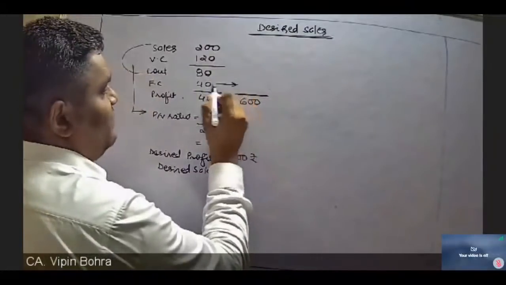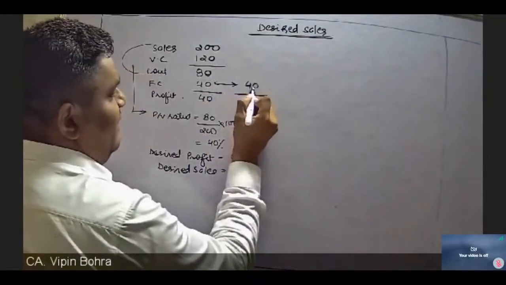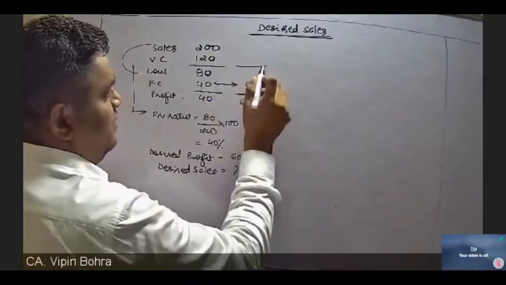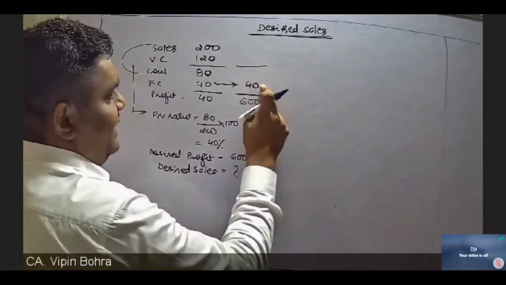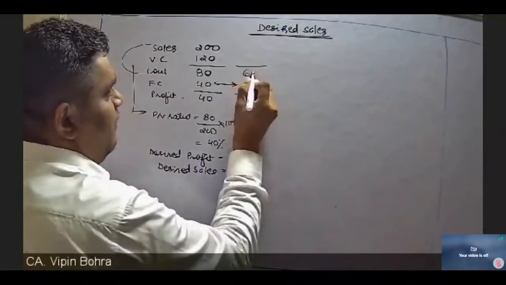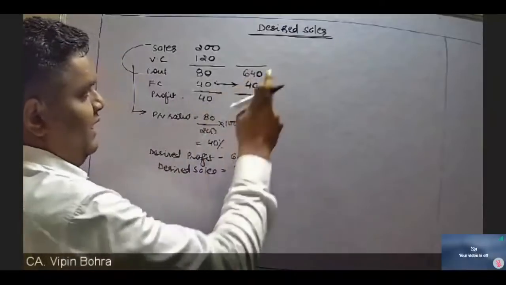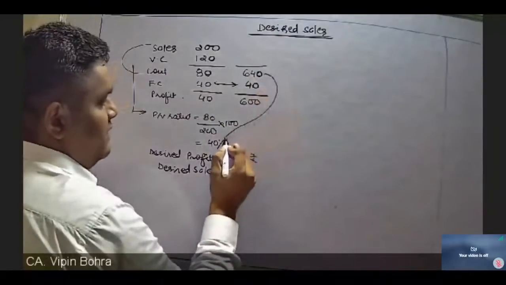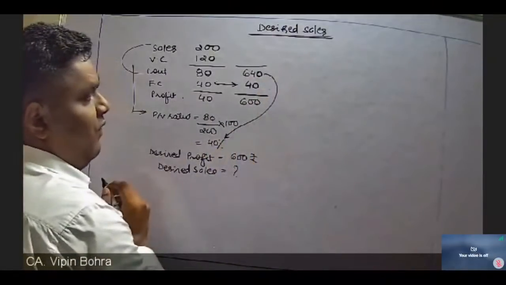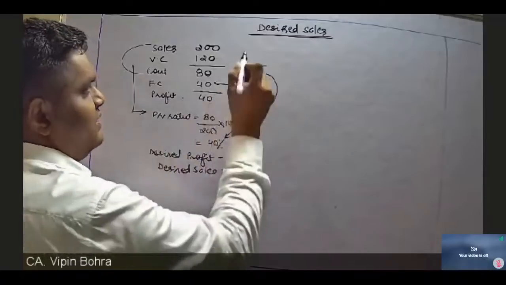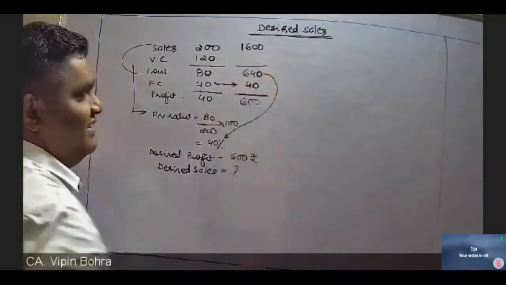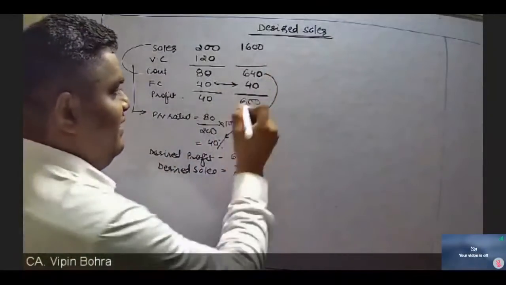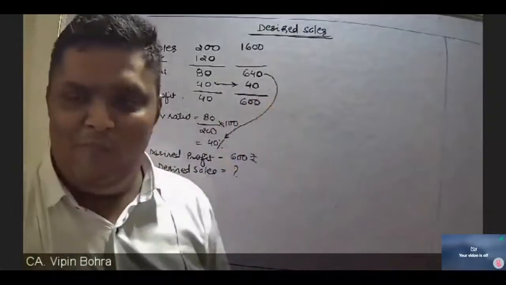Fixed cost, as discussed, will remain unchanged. So this value minus 40 should be 600. 640 minus 40 should be 600. This 640 is equal to 40%. So how much will be 100%? 1600. Hopefully it is clear now.